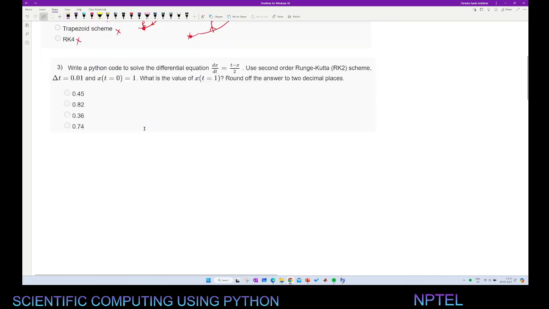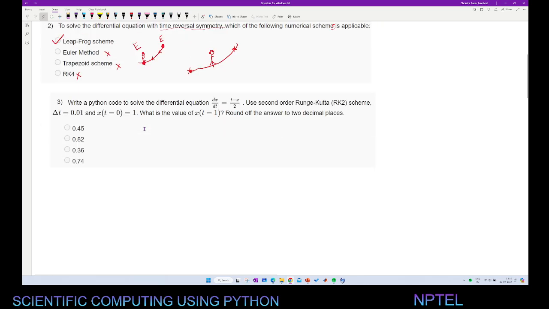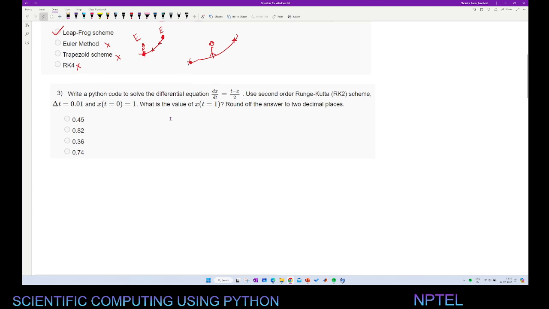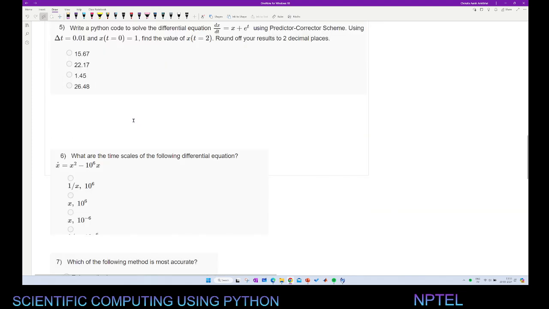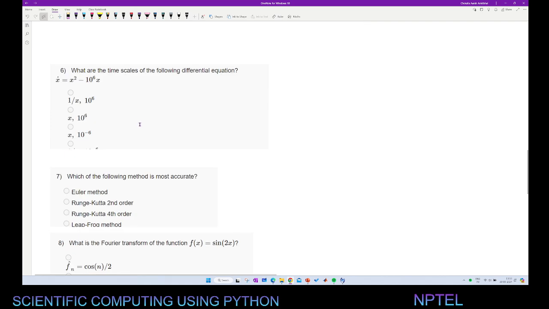Okay. And the third one is, write a Python code. This we'll do later. So there are 3 questions with Python codes, which we'll do. But let's finish with these theoretical ones. What are the time scales of the following differential equations? Type in the chat box, please.